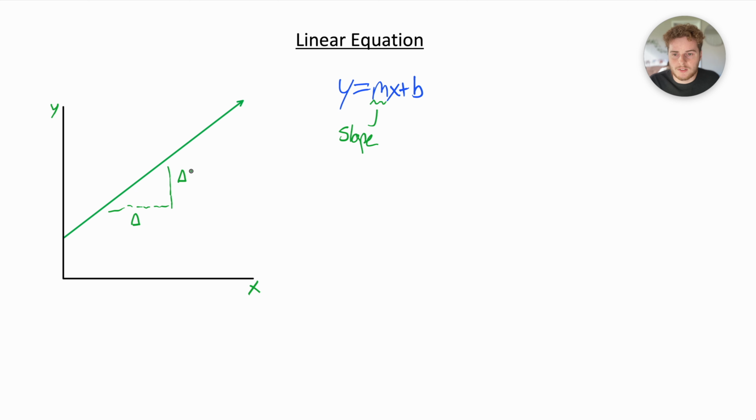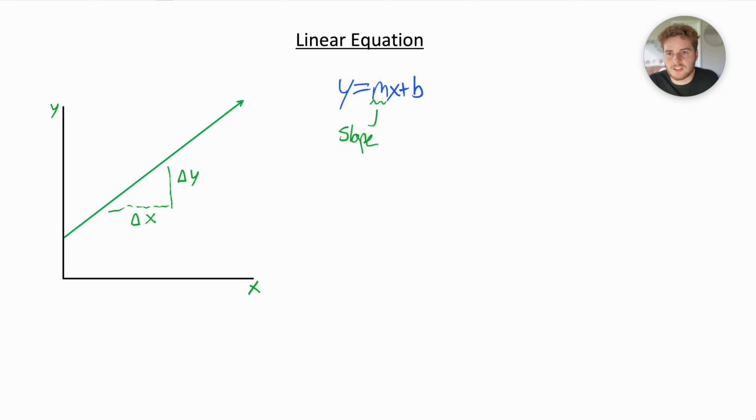So we can denote this change with a triangle, we call it delta. For y, it's going to be delta y. And for x, it's going to be delta x. So you're going to see these triangles right next to x and y. All that means is the change in x and the change in y. When we see change, that means going from one point or one position on the graph to another one.